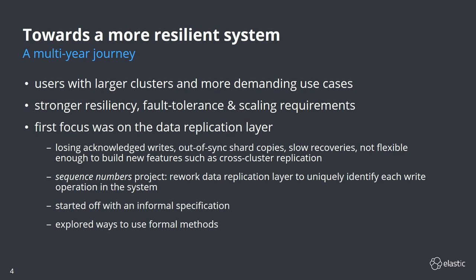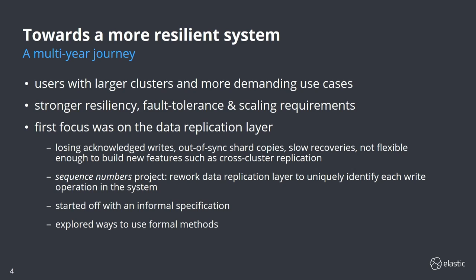Our first focus was on the data replication layer, which under some situations was losing data. It did not allow for quick recoveries when nodes were crashing, and it wasn't flexible enough to build newer envisioned features such as cross-cluster replication. Out of this was born the sequence number project, an important internal project at Elastic to rework the data replication layer to uniquely identify each write operation in the system using a so-called sequence number, and also to generally improve the robustness of this system.